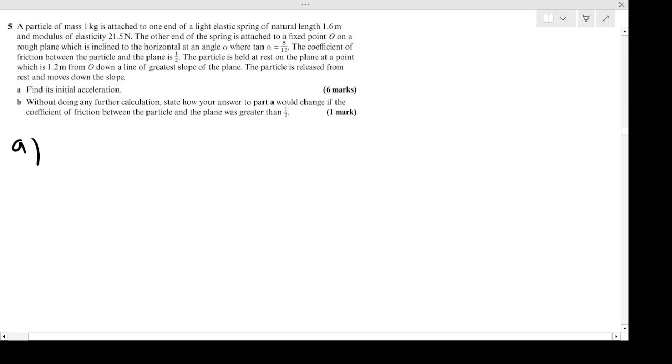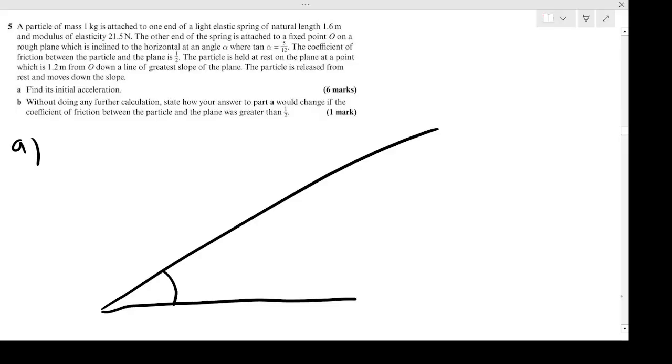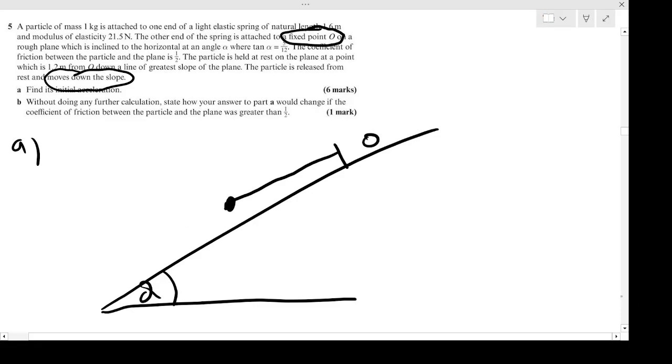So we're still on a slope, and again it's going to look a bit like this, at an angle alpha. My spring is at a fixed point O, and I'm told the particle is moving down the slope, so my fixed point has to be at the top. Then the spring comes down, and my particle moves down the slope like this. Hopefully happy with the orientation there.